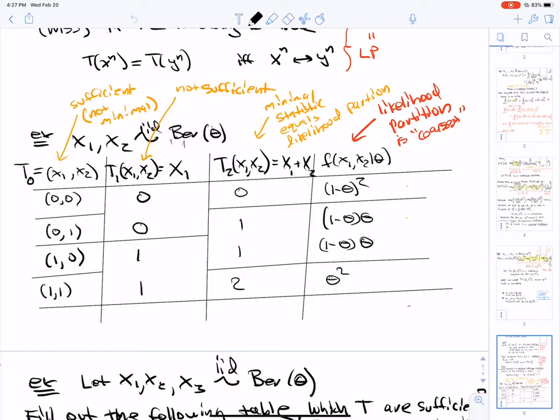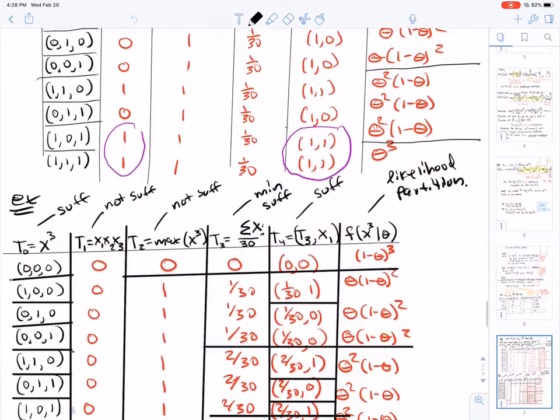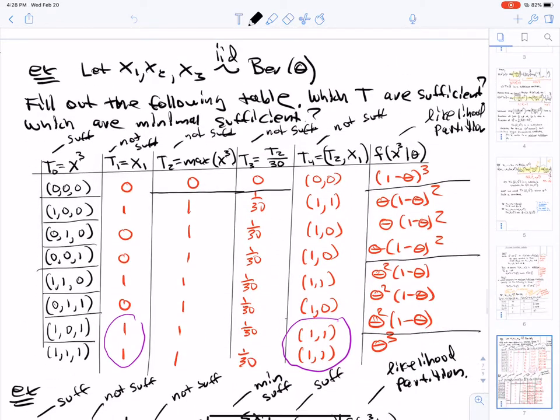However, T1 is not a sufficient statistic, right? You can see that just by looking at what happens to (1,0) and (1,1). These are equivalent under T1, but not equivalent under the likelihood partition. And so it violates that theorem, that if T is sufficient then equivalence under T implies equivalence under the likelihood partition.